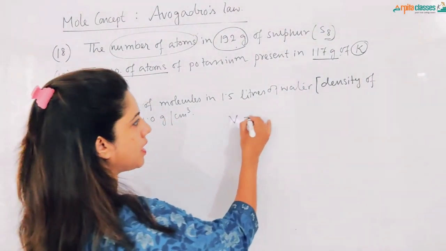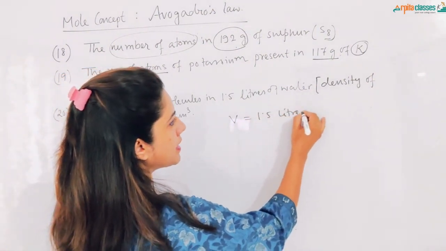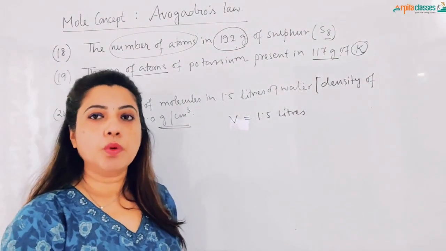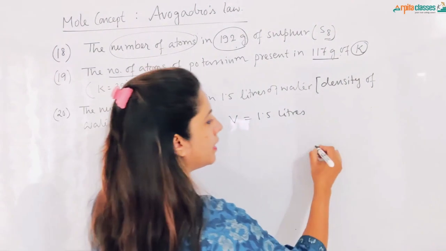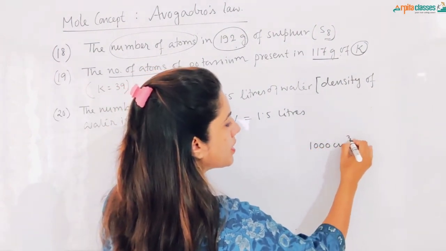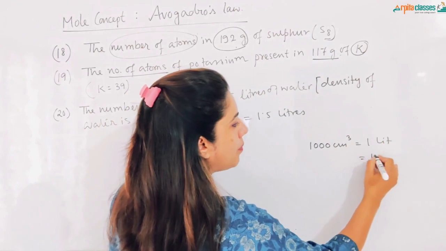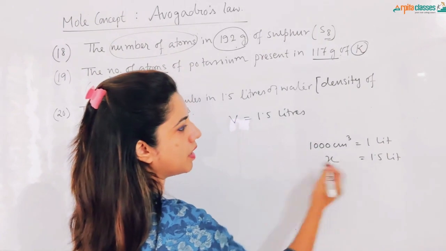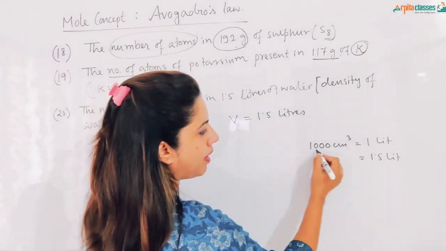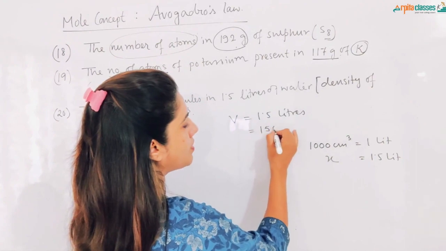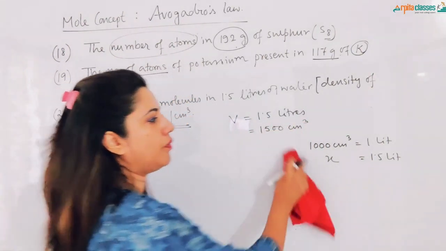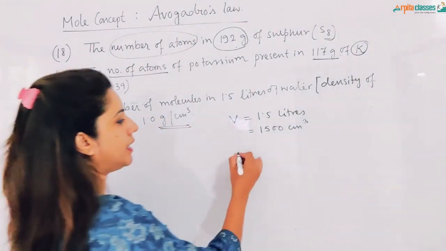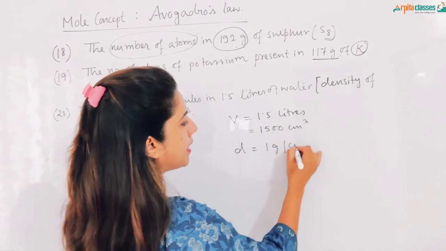So first of all, volume is given 1.5 liters. Since the density is given in gram per centimeter cube, so 1.5 liters we will convert it into centimeter cube. We know that 1000 centimeter cube is equal to 1 liter. So 1.5 liter is equal to how many centimeter cube? We just have to multiply this. So it will be 1.5 into 1000, that is 1500 centimeter cube. So we converted liter into centimeter cube. Why? Because the density is given in gram per centimeter cube. And the density is what? 1 gram per centimeter cube.